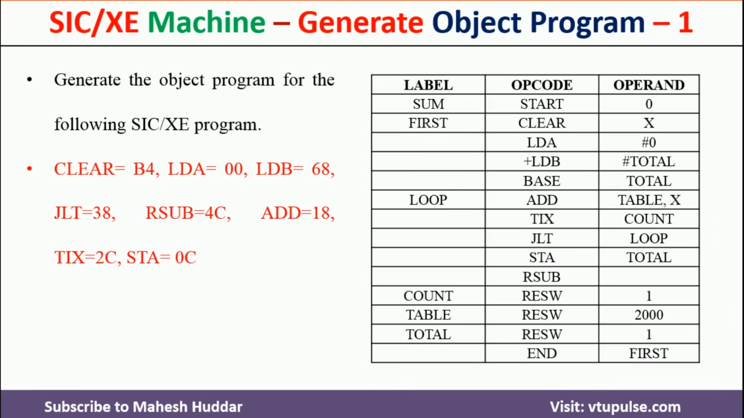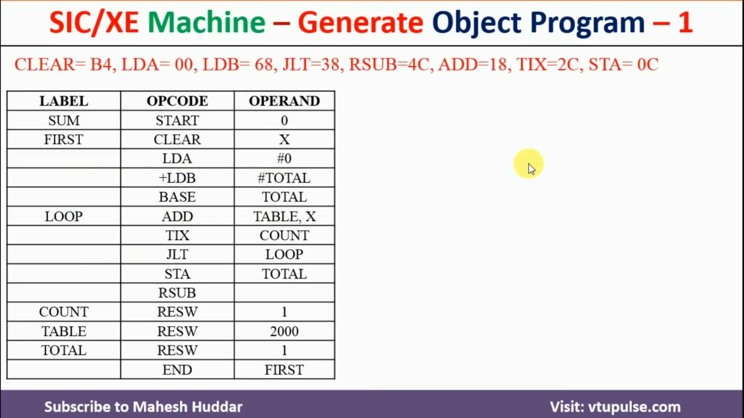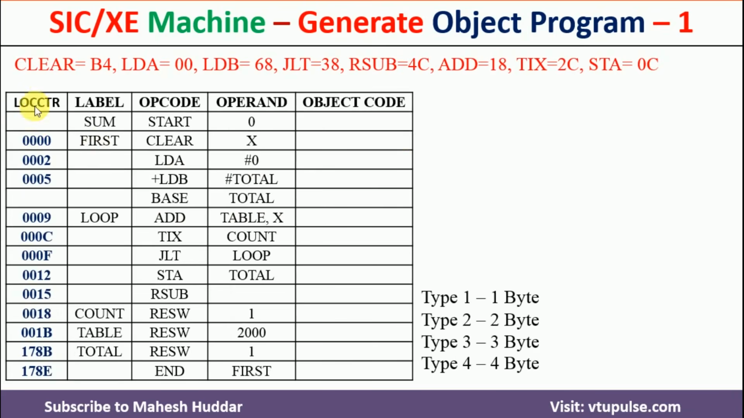In this case we have been given a program. Along with that, for each of these opcodes we have been given the mnemonic codes also. Given this, we need to first calculate the object code and then generate the object program. So first we will calculate the location counter for each and every instruction, and then we will get the object code. Finally we will convert this object code into the object program.